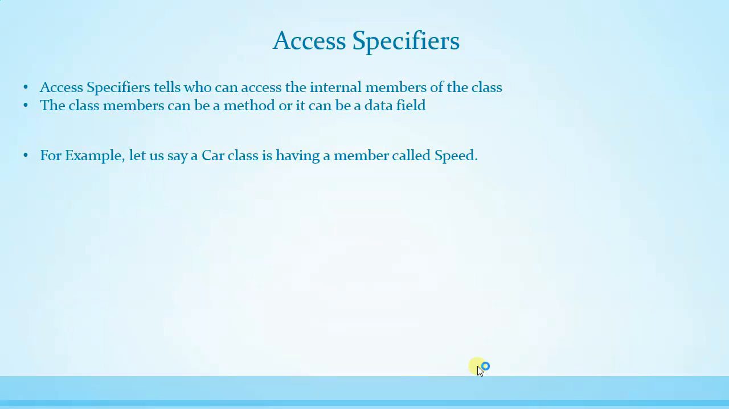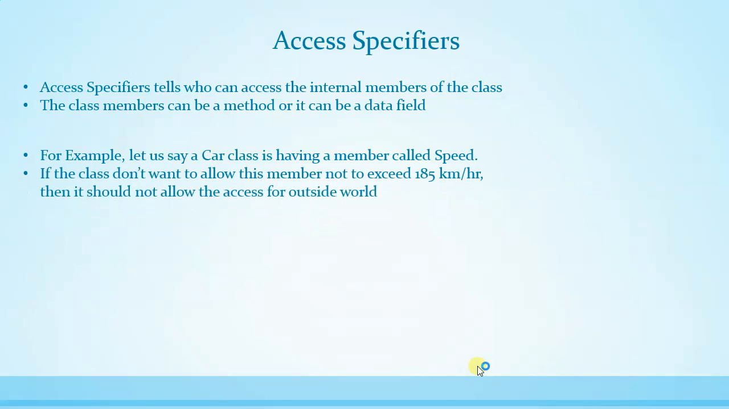Let's say a car class has a data member called speed. The speed member will tell what is the maximum speed a car can reach. If the class doesn't want to allow this member to exceed 185 km per hour, then it should not allow access to this member to the outside world. This means if the outside world directly accesses this member, then they can directly set a different value, which may be more than 185 km per hour.